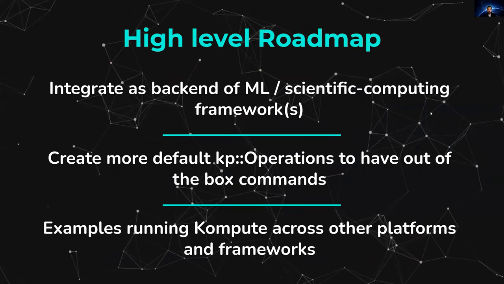Some of the key things in the roadmap: one of the main motivations to build this framework is to integrate it as a backend of an existing scientific computing framework that is potentially even being used for mobile machine learning or for other types of use cases. So that would be really interesting. If someone is running a scientific computing library, I'd be open to exploring that. Also creating more default operations, something like a fast Fourier transform or a parallel sum reduction, would be really cool to have as out-of-the-box operations, perhaps written in C++ but also exposed in Python. And then also adding examples. If you try this with a new shader, a new algorithm, or a new machine learning model, I would love to contribute it upstream and add it to the repo, because I think that would be very cool.